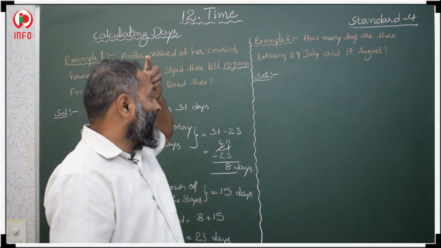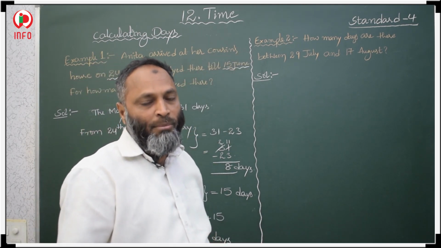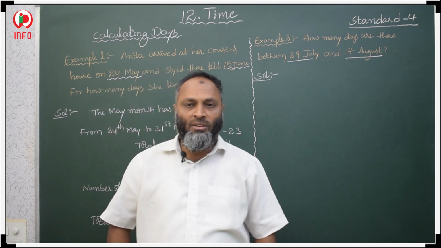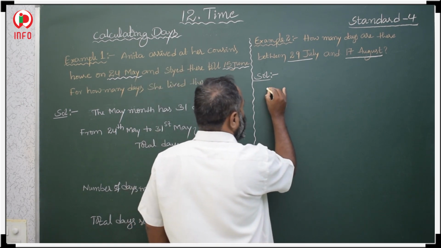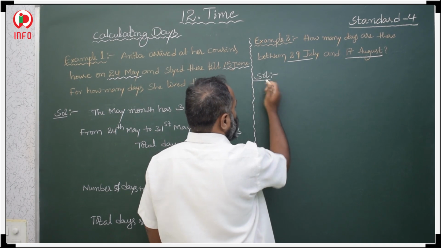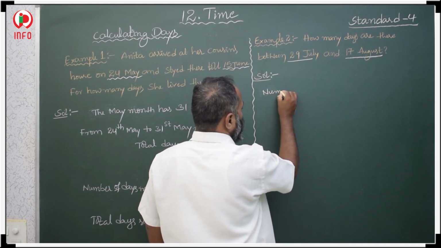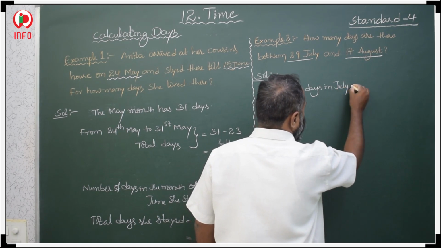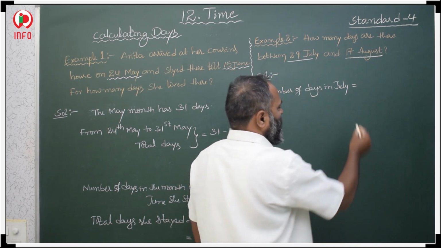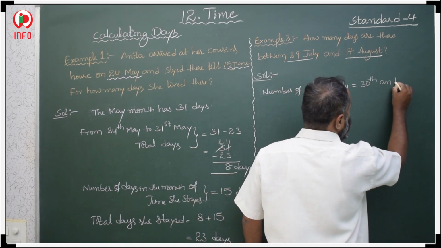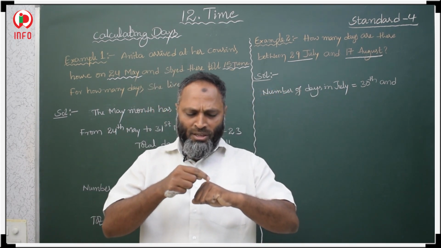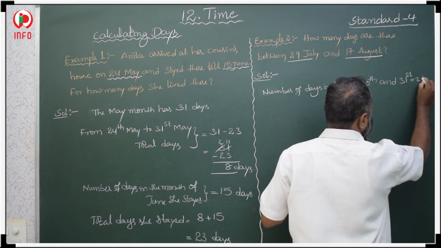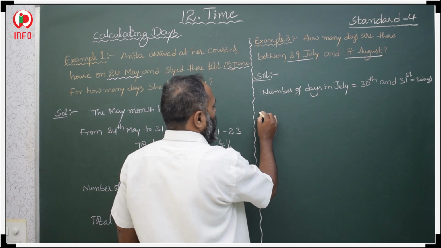How many days are there between 29th July and 17th August? Between means don't include these 2 days, don't include 29th July and 17th August. Okay. First, the number of days in the month of July. 29th we don't calculate. Between means 30th and 31st also, because July has 31 days, once you check January, February, March, April, May, June, July. July means 31 days. So, 31st is also there. Total 2 days. And after that, number of days in August month.